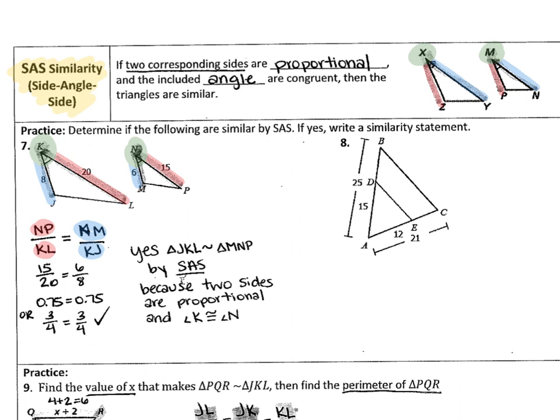Look at what's marked there. It's kind of hard to see. You have one arc mark on K. How many arc marks do you have on N? One. So are they the same? Yes. So since we see that the included angle is the same, we say, yes, the triangles are similar by side angle side because these two sides are proportional, which we just proved here, and the angle that's included is congruent.